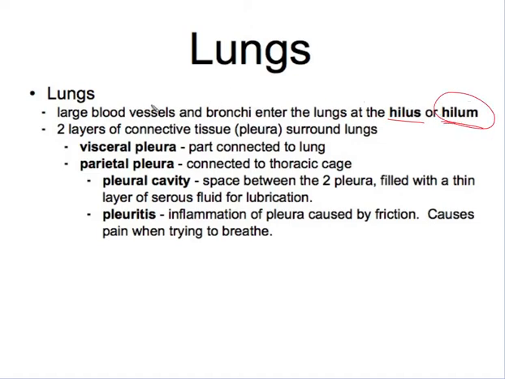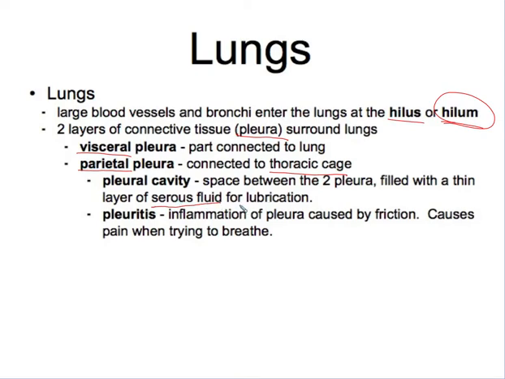Okay, and there are 2 layers of this connective tissue. Again, we're talking about the lungs. This is called the pleura. We have our visceral pleura, visceral being innermost. This is connected to the lungs. And we have your parietal pleura, parietal being on the outside, which is connected to your thoracic cage, your rib cage. In between these 2 layers, you have serous fluid, because this is a closed body cavity. This does not open to the outside. So this is a serous membrane, and in between these 2 layers there's this substance called serous fluid.